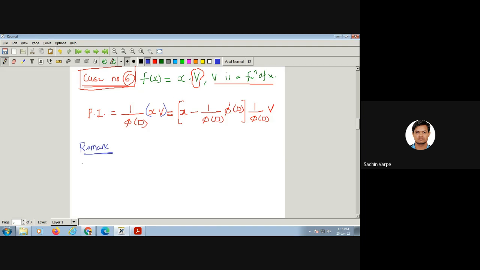the first remark is, to use this case, the power of x must be 1. The power of this x should be 1. This case will not be useful for x square into v kind of function, x square, x cube, and so on. The power of x must be 1.